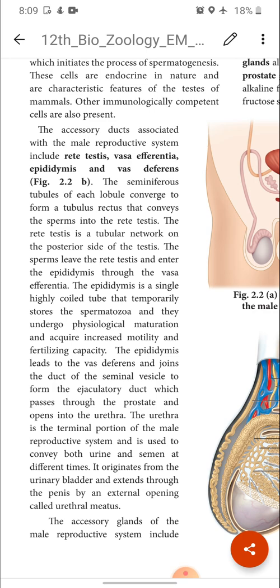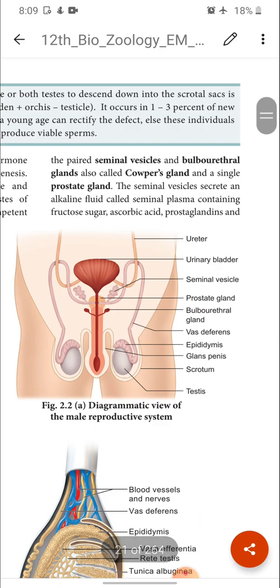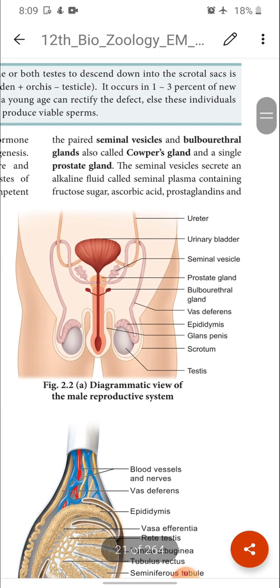And next we are going to see about the accessory glands of the male reproductive system. You may get a 3-mark question: write a note on accessory glands of the male reproductive system, or accessory ducts of the male reproductive system. Okay, let's see the accessory glands of the male reproductive system, which include, as a 2-mark question, the seminal vesicle, bulbourethral glands or Cowper's glands, and a single prostate gland. Please note it down, children.